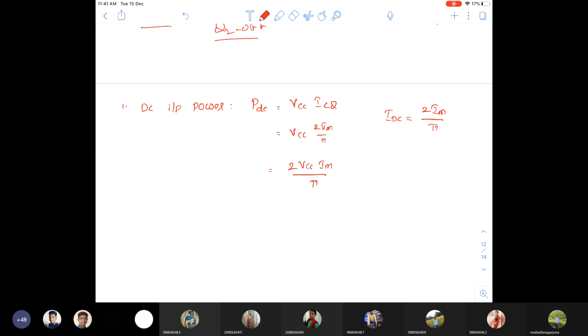Next, AC output power. Actually V1 RMS into I1 RMS.